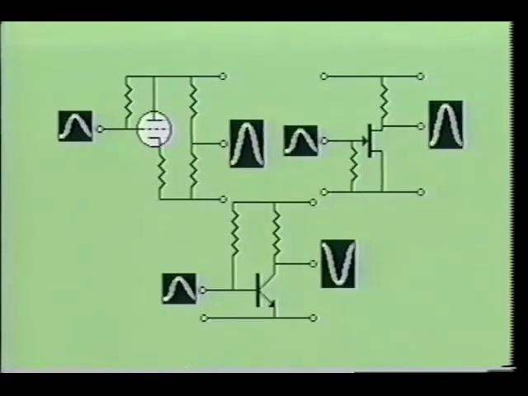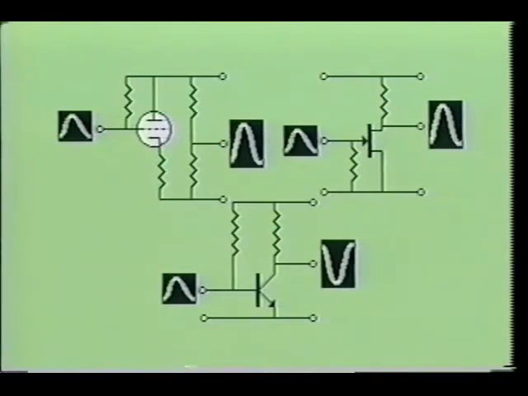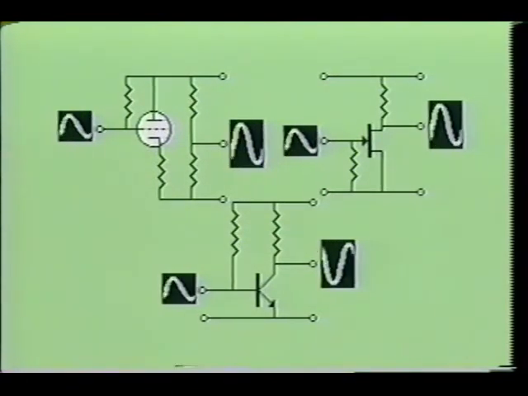In order to amplify a signal, the device must be capable of producing a large increase in its output voltage and/or current in response to a small change at its input. The signal at the input will control the device so that it produces a larger signal at the output.